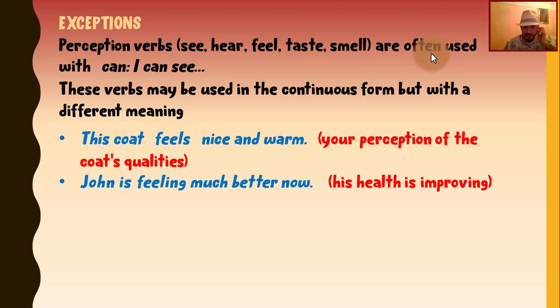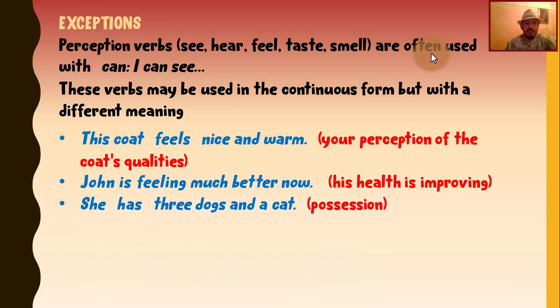I hope you understand. Another example, she has 3 dogs and a cat. So the verb have has the same meaning as possess. She possesses 3 dogs and a cat. She owns 3 dogs and a cat. Here we cannot put this in the present continuous, but we can put the verb to have in the present continuous if it means something else. For example, she's having supper. I am having dinner. That means I am eating, or she is eating dinner. She is eating supper.